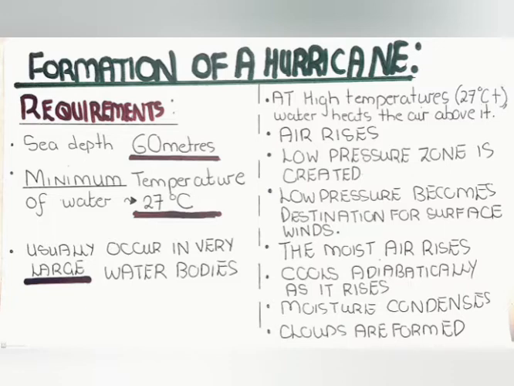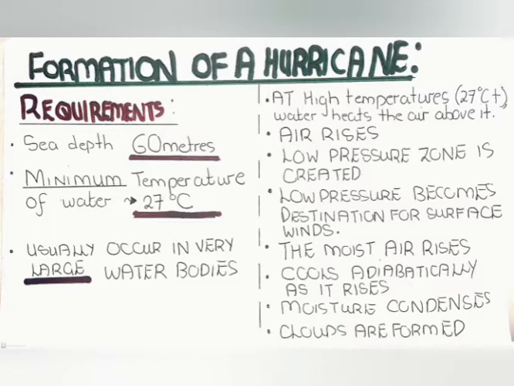We're going to take a look at how a hurricane or a typhoon or a cyclone actually forms. So I'm going to split it into the requirements and then the actual process that has to occur in order for a cyclone to then be formed. So the requirements are a sea depth of 60 meters, a minimum temperature of 27 degrees Celsius, and usually hurricanes form in large bodies of water, so for example your seas or your oceans.